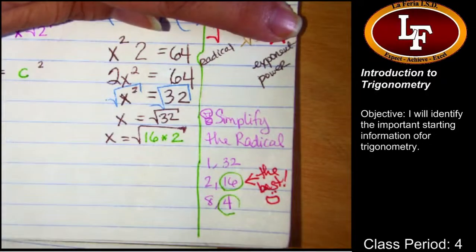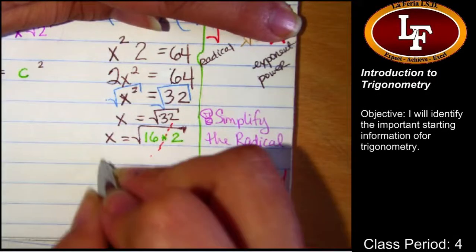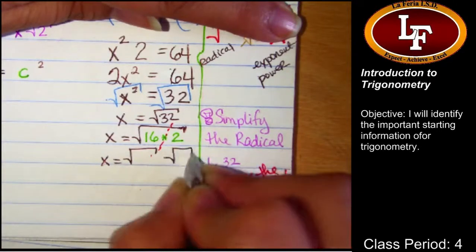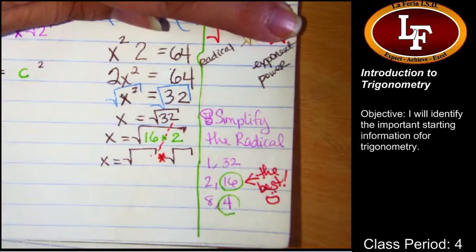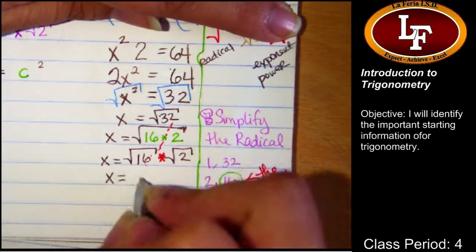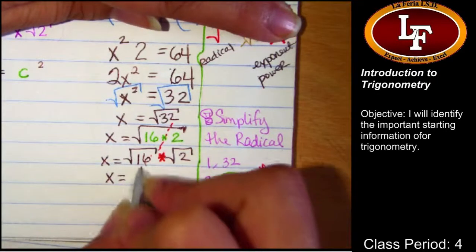Remember our special property of radicals from yesterday? Allows us to break the radical into two radicals. There's our special property. Only when it's multiplication, right? Yes. Okay. Square root of 16 is? 4. Thank you. You knew that.